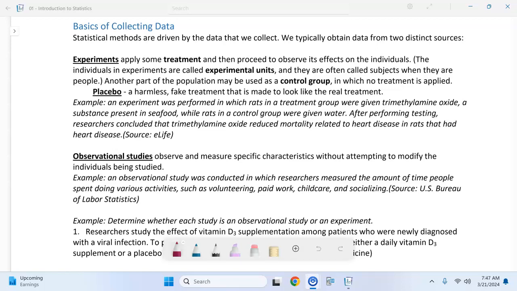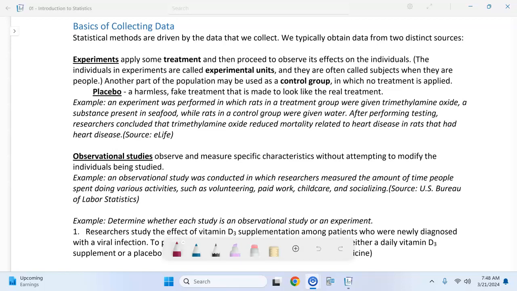So there are two distinct sources or ways that we obtain data, and it's either an experimental study, okay, or an observational study. Okay, so an experiment or an observational study, those are two main ways of collecting data. The type of data we're collecting will usually lend itself to one or the other. Experiments, by their nature, are a little bit more scientific. They apply a treatment and then observe the effects on the individuals.